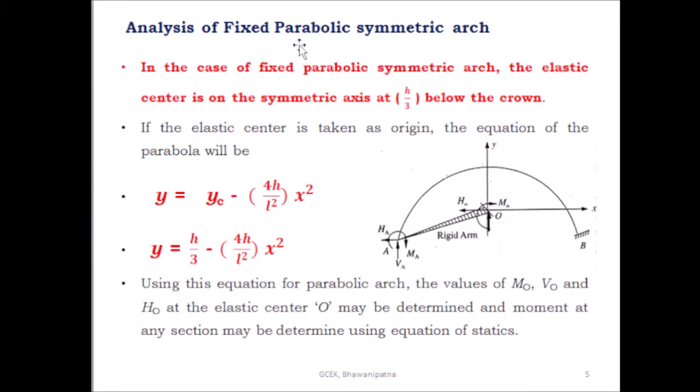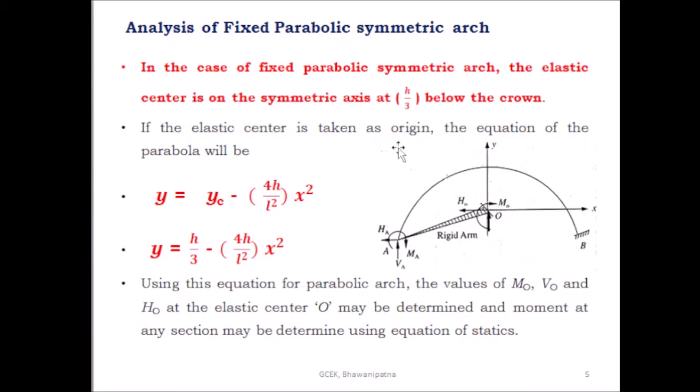So in the case of fixed parabolic symmetric arch, the elastic center is on the symmetric axis. This is the x-axis and this is the y-axis. So the y-axis is the symmetric axis. So in the case of fixed parabolic symmetric arch, the elastic center is on the symmetric axis, that is at a height h by 3 below the crown. So this is the crown and this is the elastic center. So the elastic center lies h by 3 below the crown.